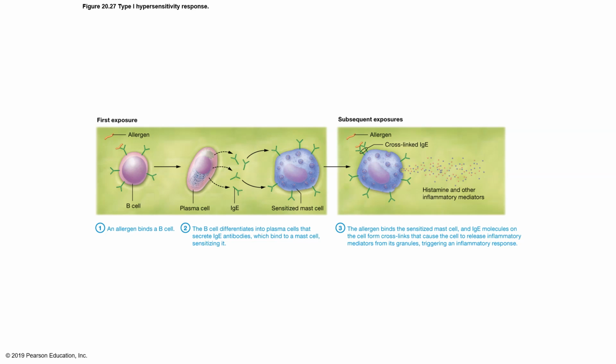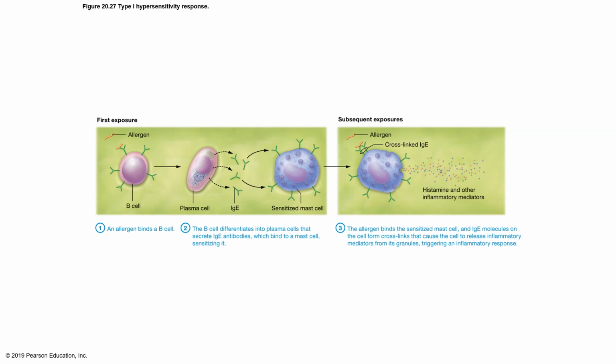So in hypersensitivity, type 1 hypersensitivity, the first exposure is when the antigen, the allergen, first binds to a B cell. The B cell then differentiates into a plasma cell, which then starts secreting IgE antibodies, which then bind to a mast cell, and what they do is sensitize the mast cell. The allergen then binds to the sensitized mast cell.